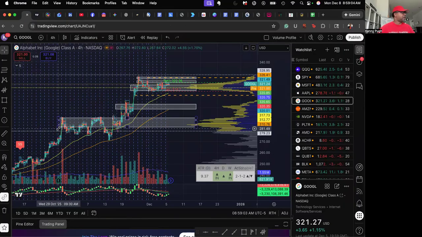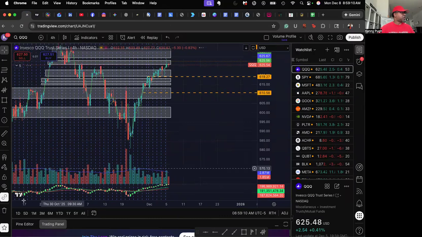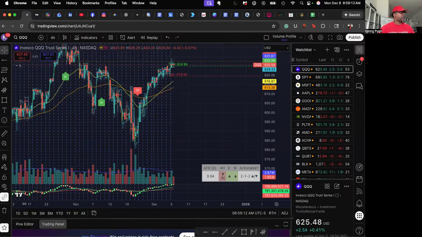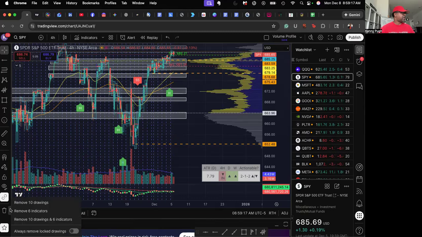As always, we will start on the 4-hour chart. I will remove all of the drawings for the tickers that we'll cover this morning, just to get that taken care of in advance.